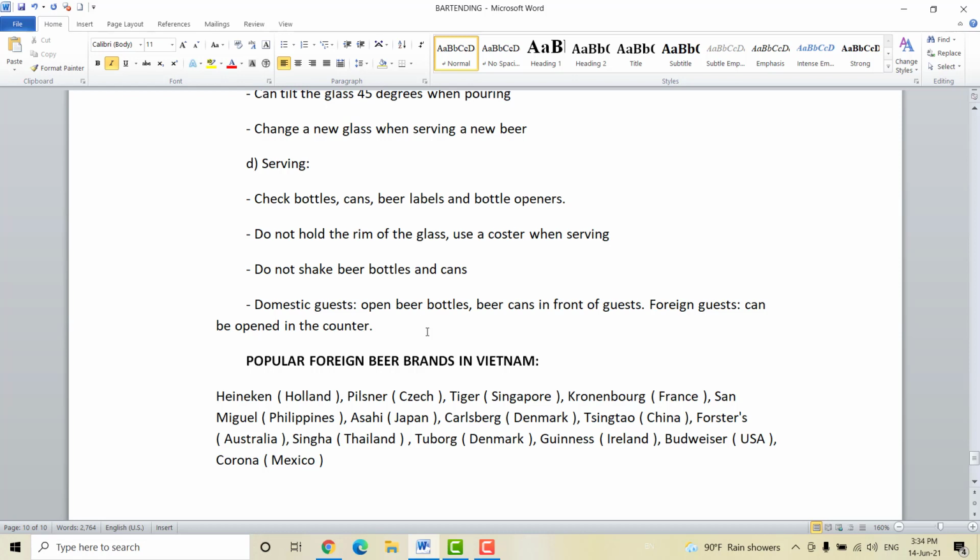Popular foreign beer brands in Vietnam: Heineken, Holland; Pilsner, Czech; Tiger, Singapore; Kronenbourg, France; San Miguel, Philippines; Asahi, Japan; Carlsberg, Denmark; Tsingtao, China; Forsters, Australia; Singha, Thailand; Tuborg, Denmark; Guinness, Ireland; Budweiser, USA; Corona, Mexico.